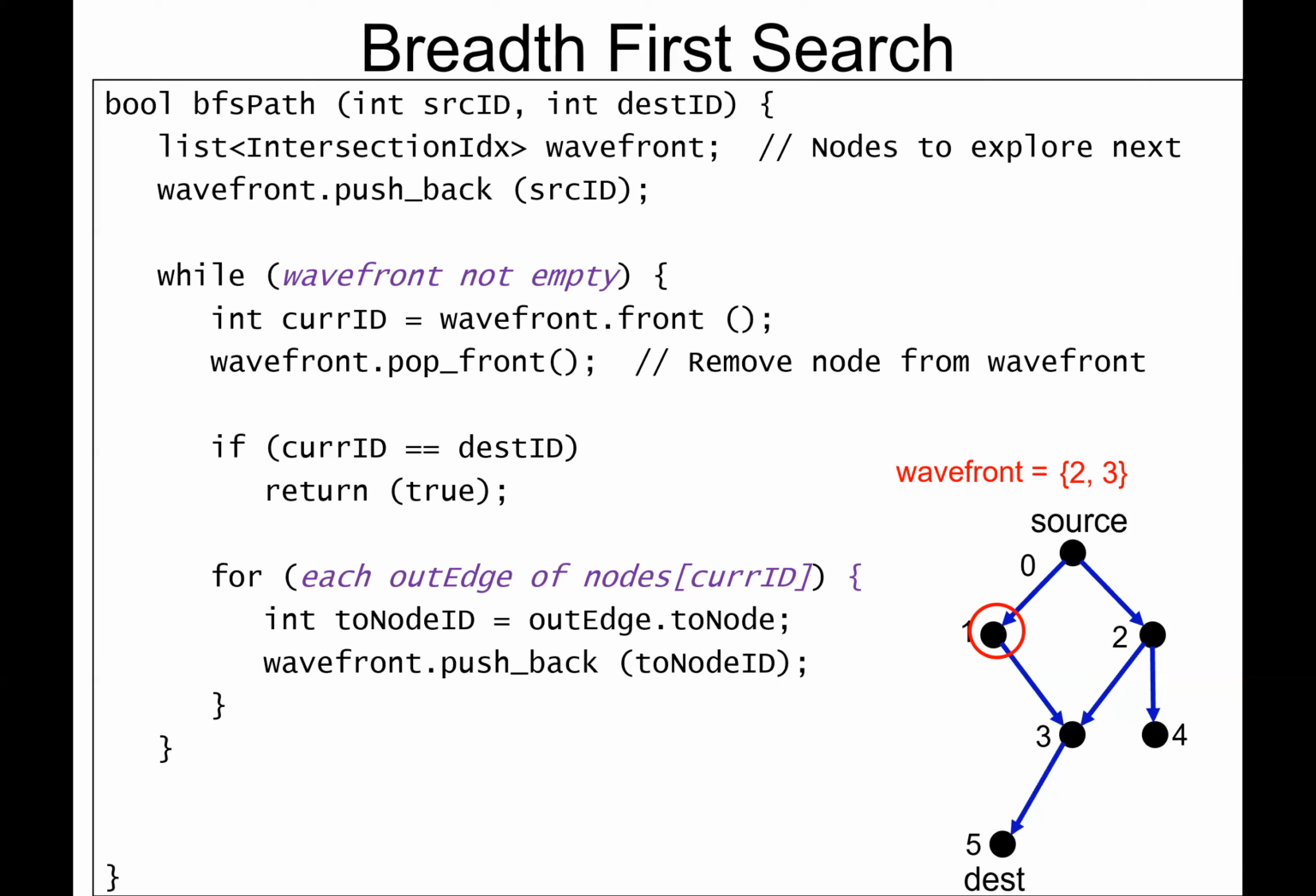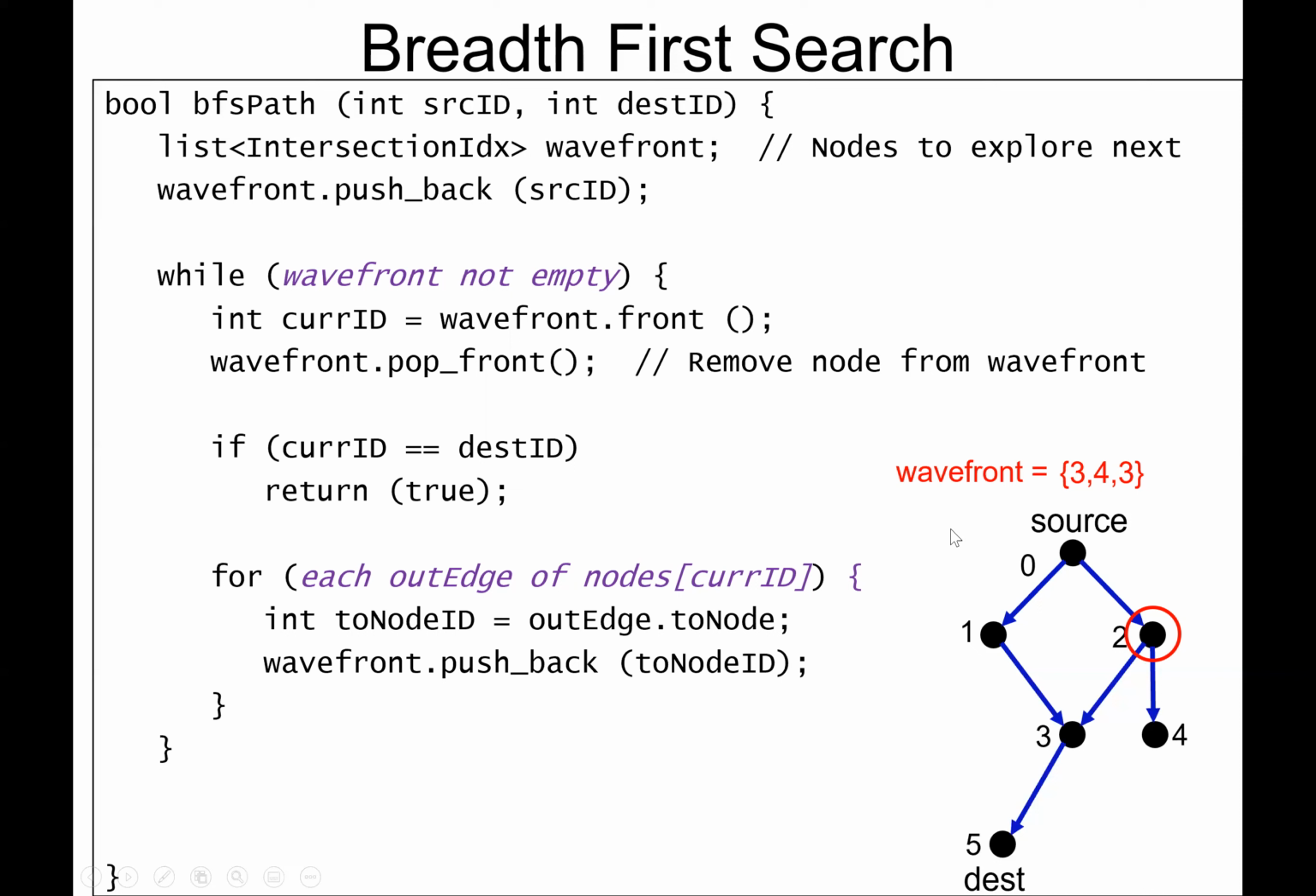Now we're going to take the next thing out of the wavefront. It's node two. It's not our destination. We look at its outgoing edges. They're three and four, so we put both those in. Notice we've actually got repeated nodes in the wavefront. This can happen. Node three we've reached using two different paths, so it's actually in our wavefront twice. So we want to make sure we don't assume that can never happen.